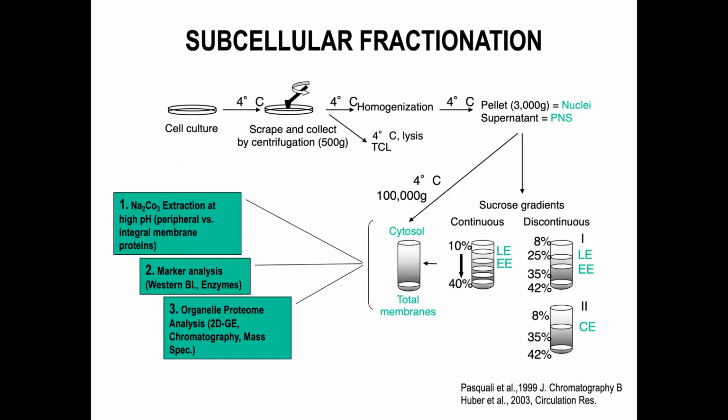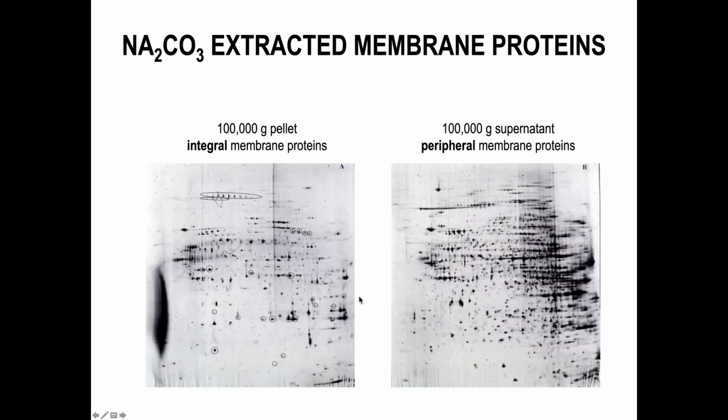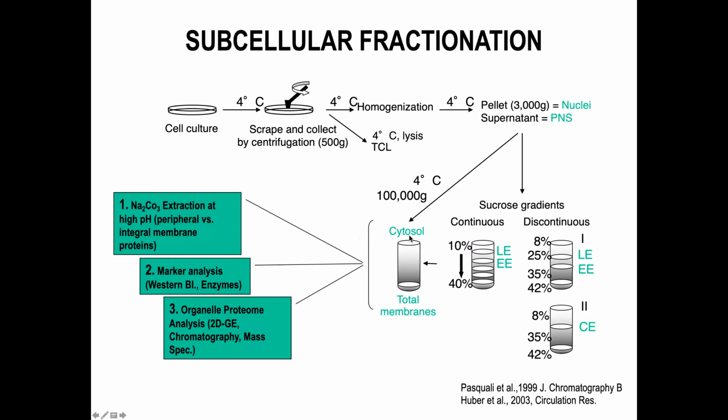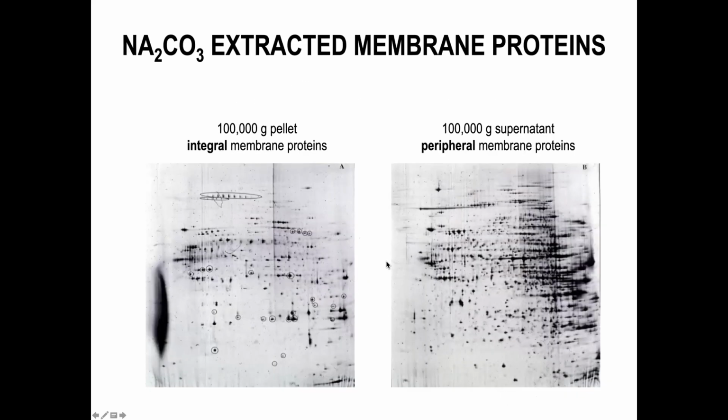The sodium carbonate extraction that is shown here as point 1, where you can dissect the nature of the membrane proteins, is visualized here by a two-dimensional gel electrophoresis, the technology that I introduced just before. Here you see a 100,000 G pellet showing you all integral membrane proteins, the one where I've put circles around, we have confirmed by mass spectrometry, we know how many transmembrane domains they contain. And here on the right-hand side, you see 100,000 G supernatant of the same total membrane fraction that was derived after this ultracentrifugation step that I have shown here. And these are all the peripheral membrane proteins.